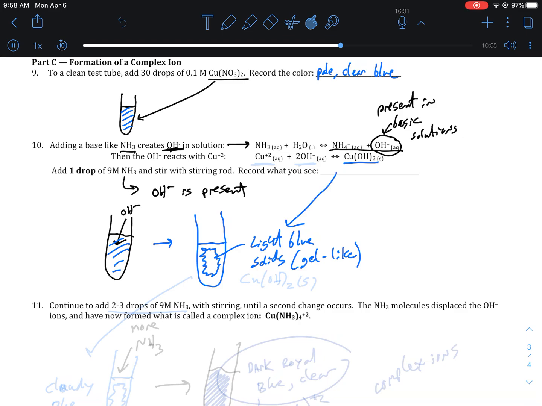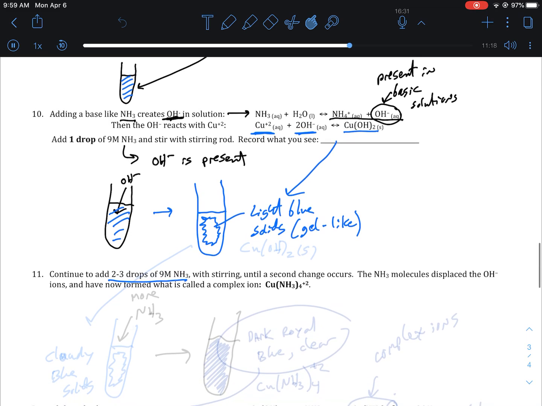So that's what we see happening. And again, the reason why is because the copper ion that was present precipitated with the hydroxide and formed the solid copper hydroxide. So if we were to continue to add more of this really concentrated ammonia, then a second change happens.